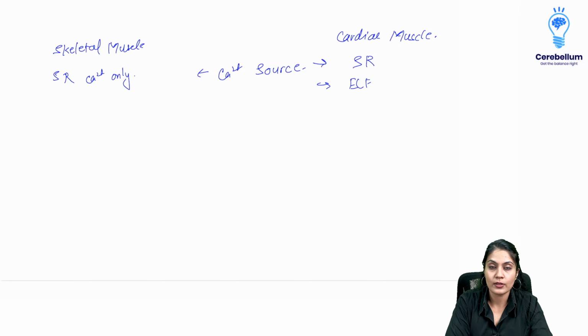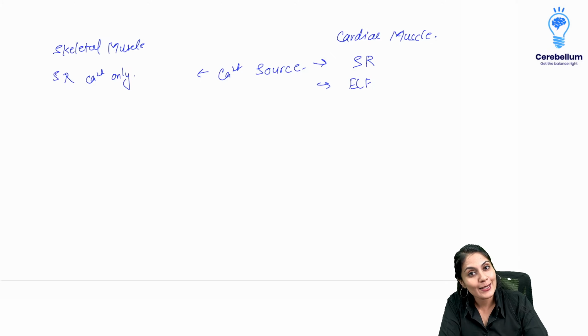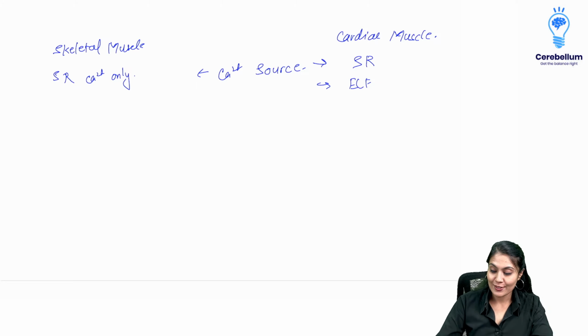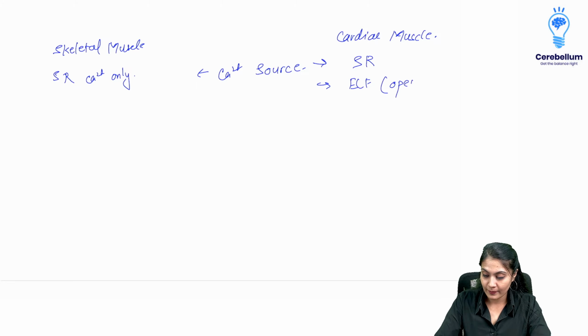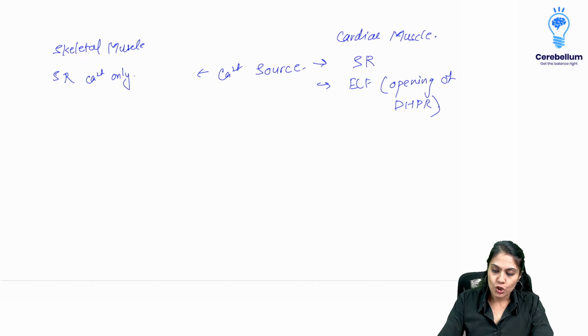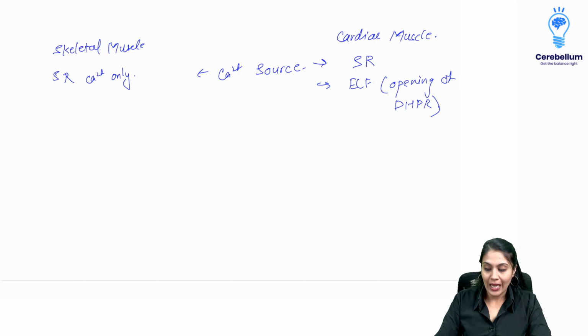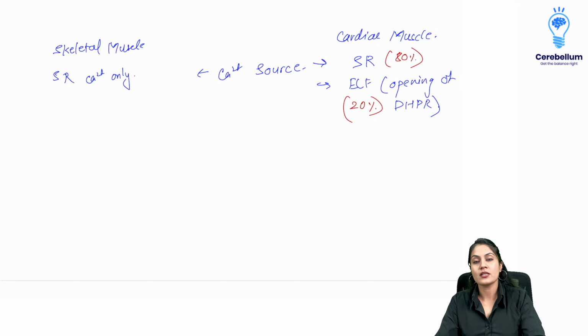Now, how is it possible that the ECF calcium is also taking part in my cardiac muscle contraction? This is possible because the DHPR is going to open in the cardiac muscle, which was not opening in the skeletal muscle contraction. So please remember that with the opening of the DHPR channel, who is having maximum contribution? Of course, maximum contribution is of the sarcoplasmic reticulum only. But this is having some minimal role, and this is very, very essential.